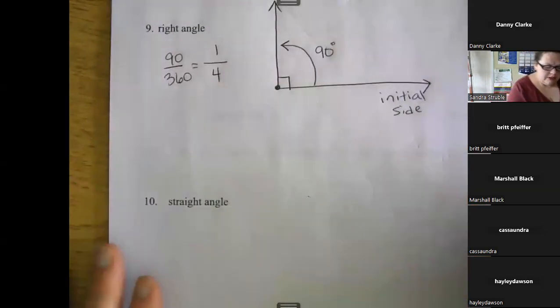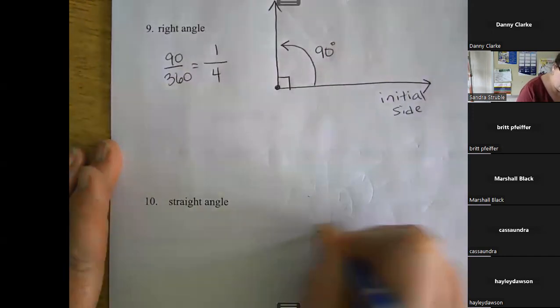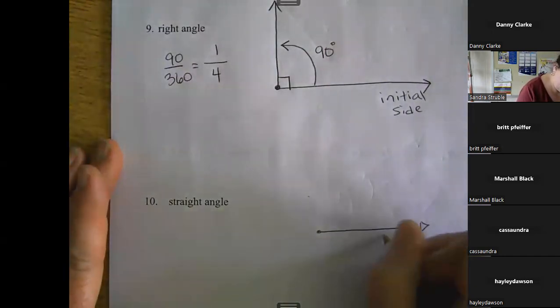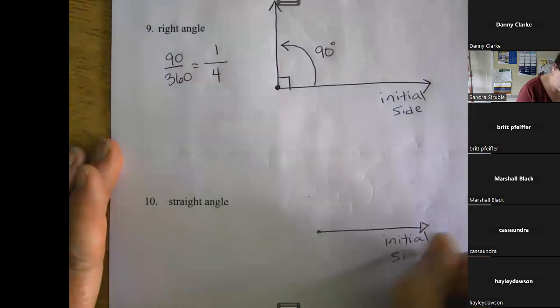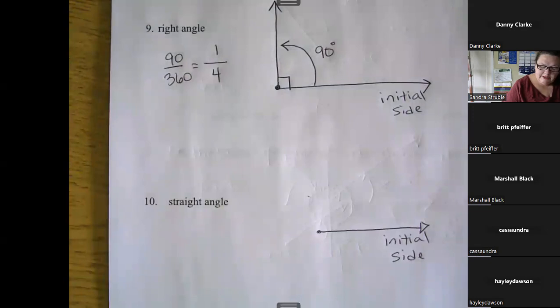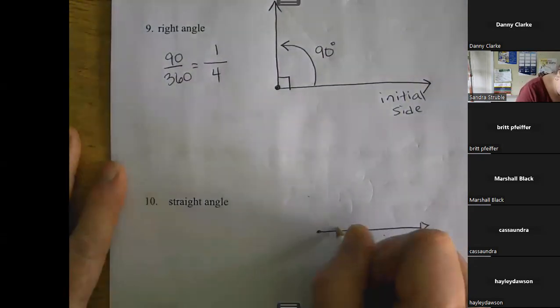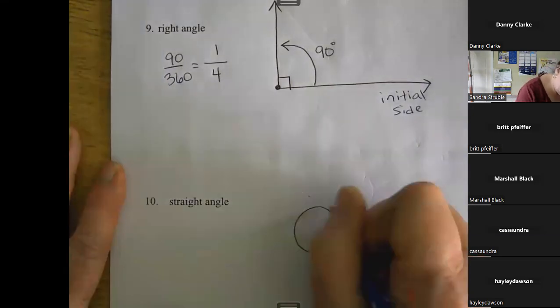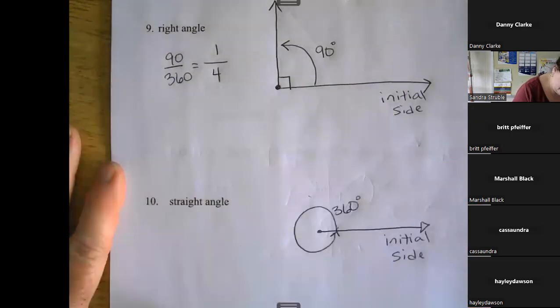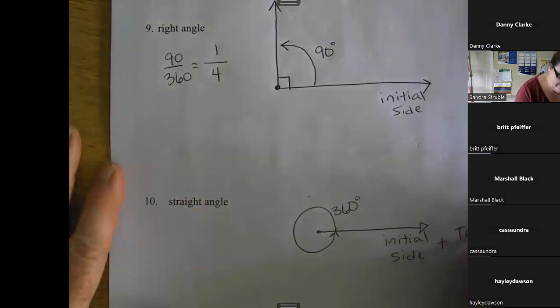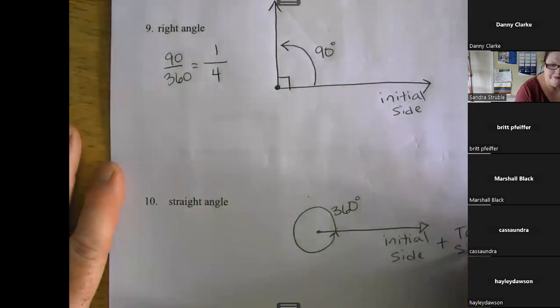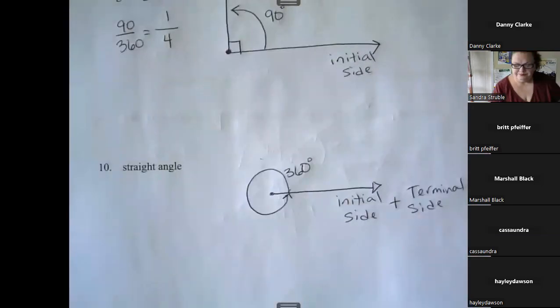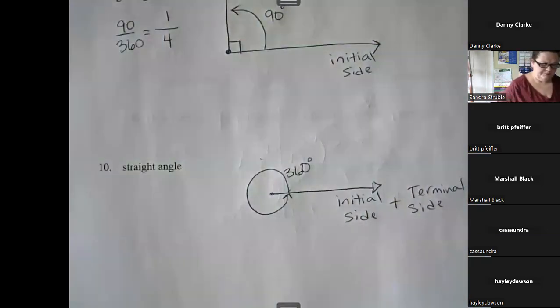Let's talk straight angle. Kind of already looked at the straight angle a little bit. Anytime we're talking about angles, again, I'm going to draw my initial side. At some point, I'll stop writing initial side. And then a straight angle is literally all the way around and back to 360. That's 360 degrees. It is both the initial side as well as the terminal. Okay.